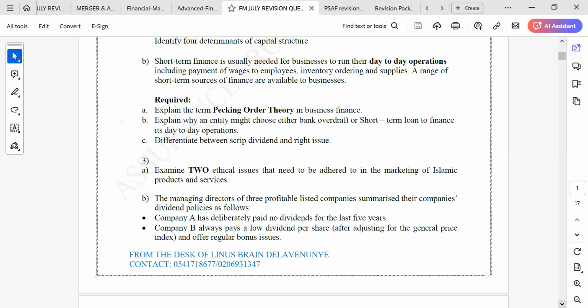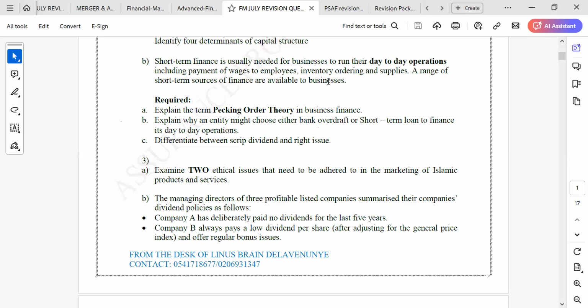So let's come to examine 2 ethical issues that need to be adhered to in the marketing of Islamic products and services. What are the issues that must be prohibited when you come to Islamic finance? What is the first prohibition? What is the first haram? Yes, the riba. Okay, what is riba?